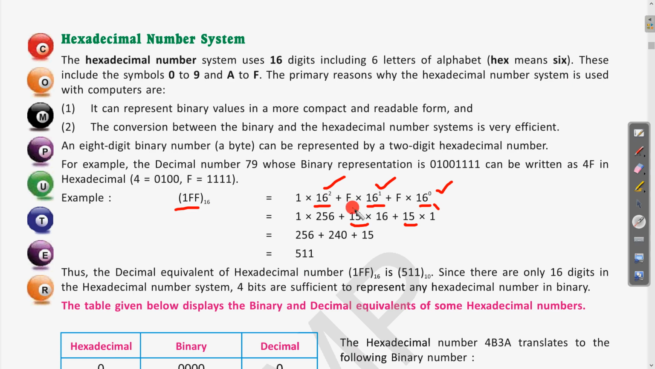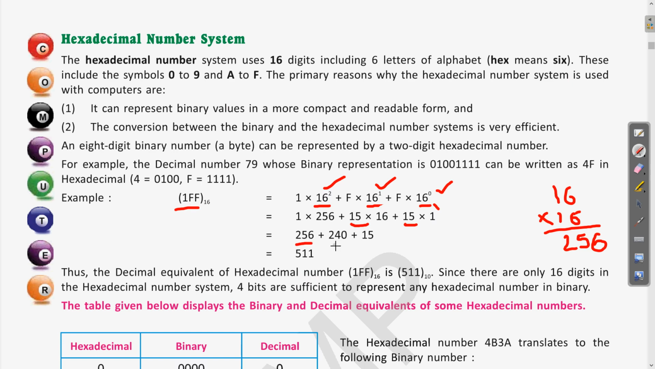Clear? Then F into 16 power 1, that is F into 16. Then 1 into 16 power 2, that is 16 into 16. If you multiply 16 into 16, what will come? It will come 256. You can do this also. Clear? So this way we are writing the value of F, and the same we are multiplying with the powers of 16. Then 256 we have seen. The first one is 256.